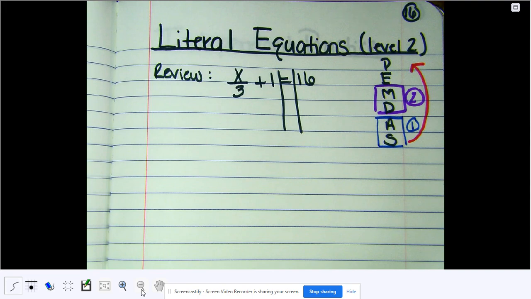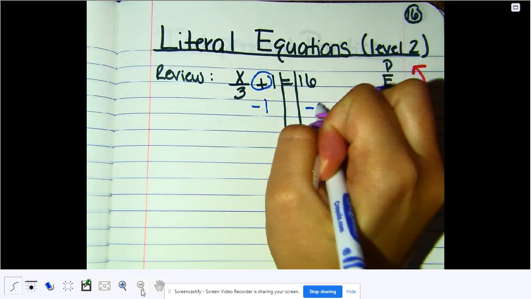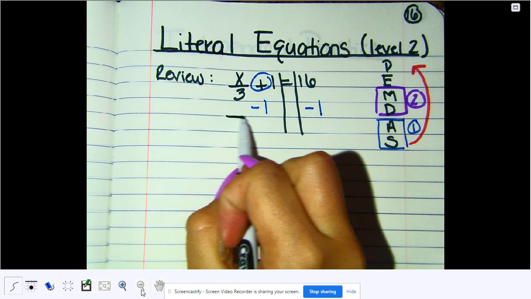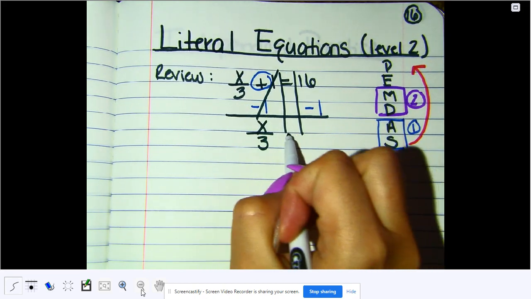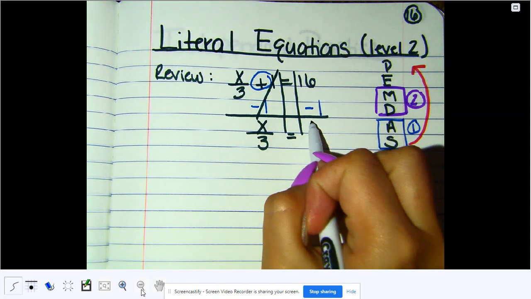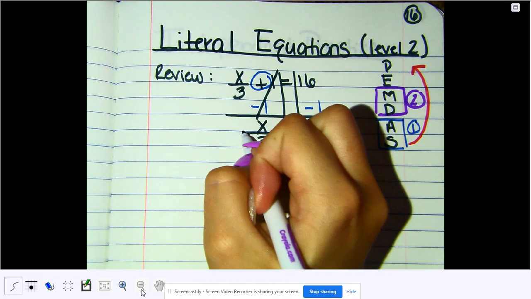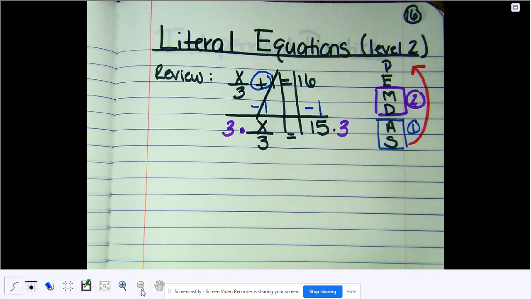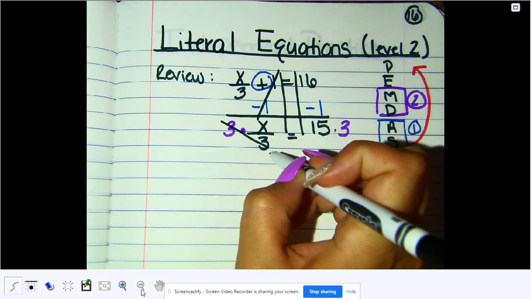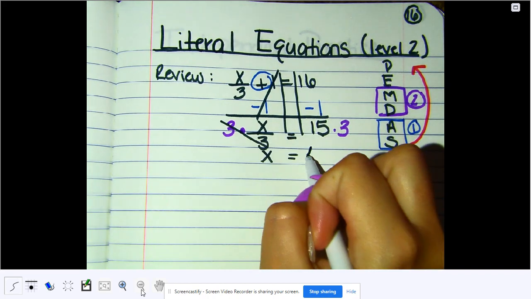Okay. So the first operation that I see is addition. So we're going to do the opposite of that, which just means I subtract 1 on each side. 1 minus 1 is 0, so I'm left with x divided by 3, and 16 minus 1 is 15. This operation here is division, and the opposite of that is to multiply. So we're going to multiply by 3 on both sides. 3 divided by 3 cancels, and we're left with x is equal to 15 times 3, which is 45.